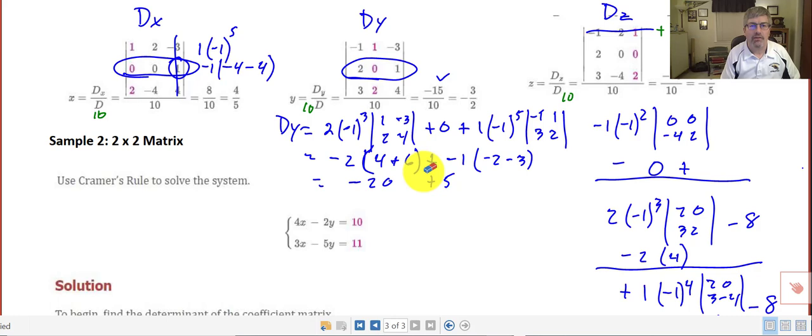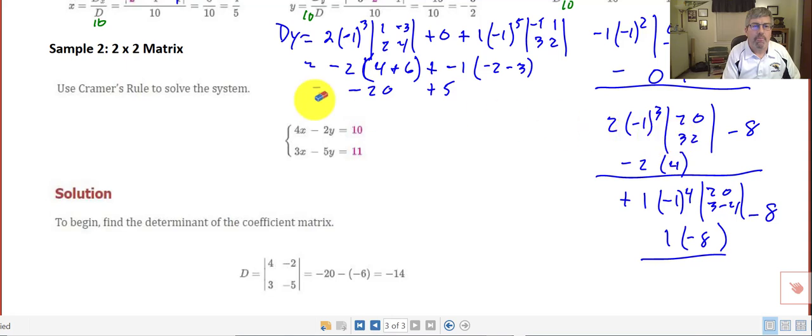And we have solved that system of equations. X is 4 fifths. Y is negative 3/2. Z is negative 8 fifths. Our final sample is using Cramer's rule to solve a 2 by 2 matrix. This actually is going to be easier than the 3 by 3.